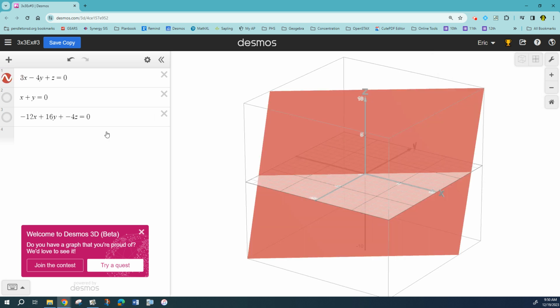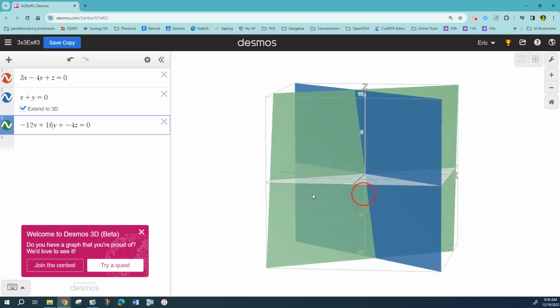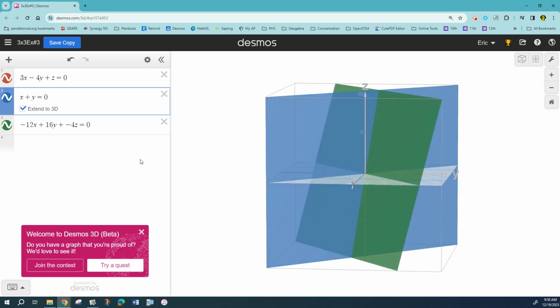Okay, there's the first plane. There's the second plane. There's the third plane. So the first and the third, the green and the red, are the same plane. Therefore, the blue plane has to intersect, all three of them must intersect at a line. And there's the line. Okay? And if you really look at this, you can even see that that's the line predicted.